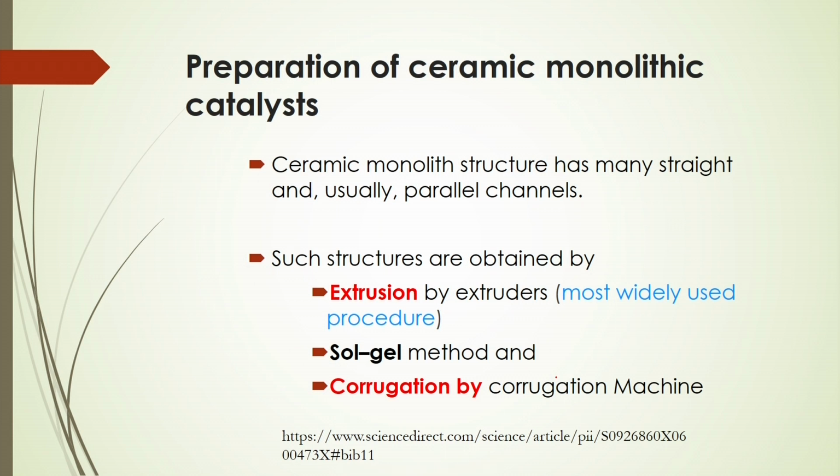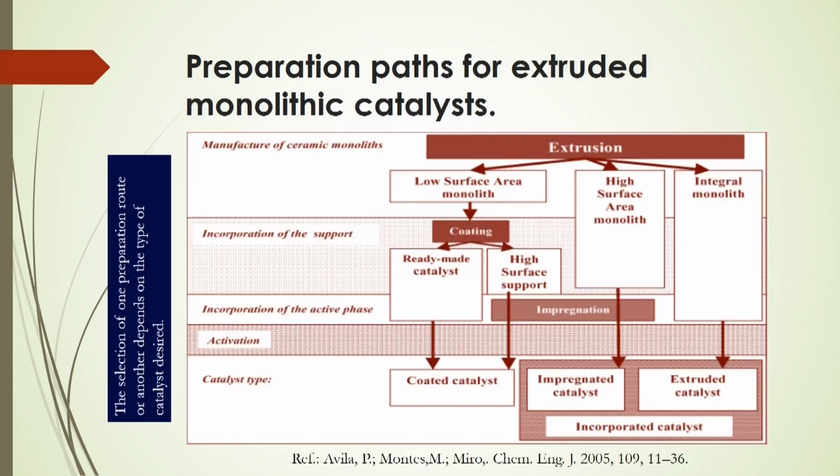And then the sol-gel method is generally used for procuring the active support material for this catalyst surface, and the corrugation method is used for procurement of the metallic monolithic catalyst. Also, if we discuss the preparation paths for the extruded monolithic catalyst, we have this structure. It is given by Avila in 2005 in their publication in Chemical Engineering Journal.